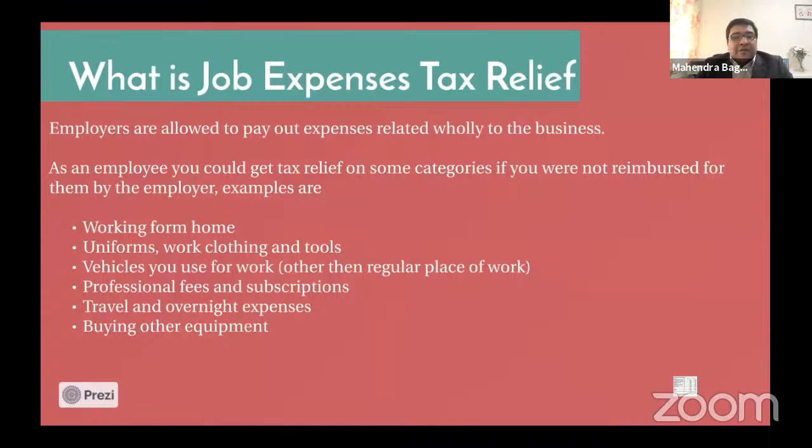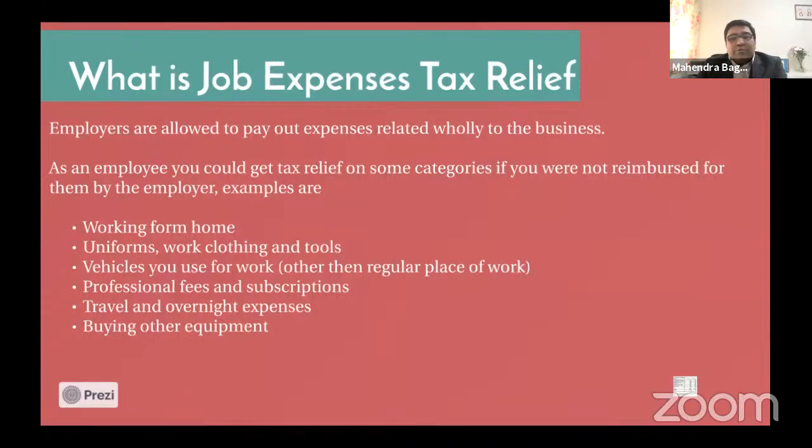So if you are paying for your own registrations with the regulatory bodies, not because of your own choice to get registered with this body, but because of how they are helping and contributing to your job. And any travel and expenses, or equipment you have bought. In the current scenario, for the last whole year, lots of people have been working from home, and this could be a good opportunity. You can see whether the expenses you have incurred have been reimbursed by your employer or not. And if not, then you could benefit from this.